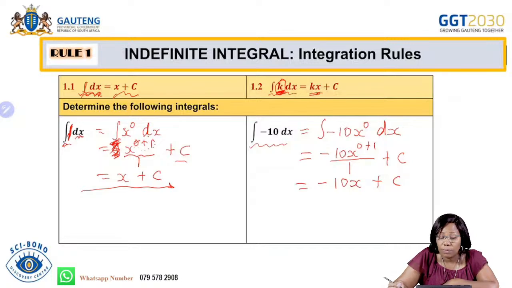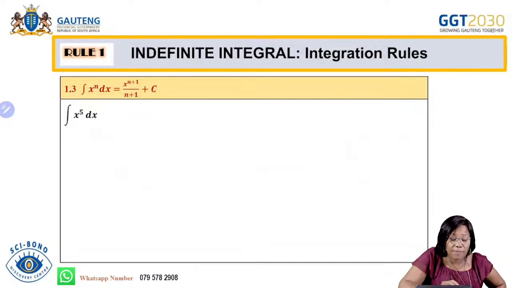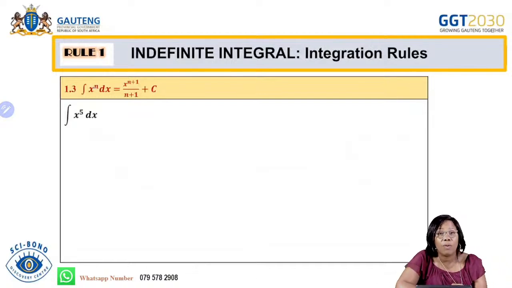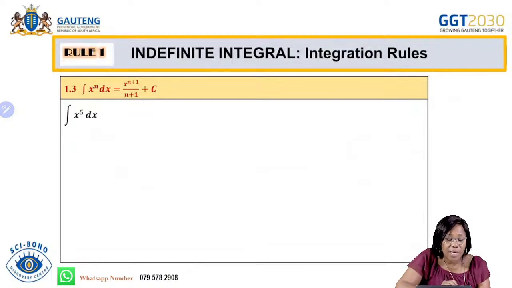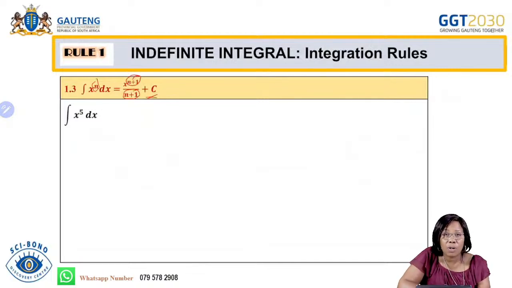Okay. And then 1.3, if you look at this one now, you are having x to the power n. Remember, previously we were busy with x to the power 0. In this case, it's x to a certain number. That n can represent any number there, a positive number, right? And now the rule states that you take x and add plus 1 to the exponent, and then that new exponent will go on the denominator there. That is the integration. Remember, you must also add a plus c. That is our rule, grade 12.